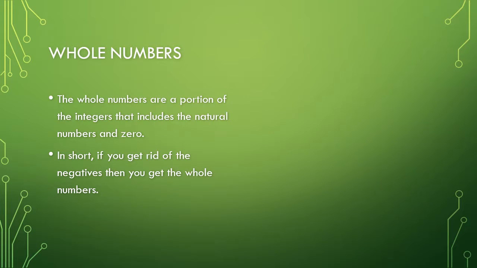The integers can also be cut into the whole numbers. The whole numbers are just our integers that include the natural numbers and 0, but not the negatives. That means if we get rid of our negative numbers from the integers, then we now have the whole numbers. And here are some examples of those.